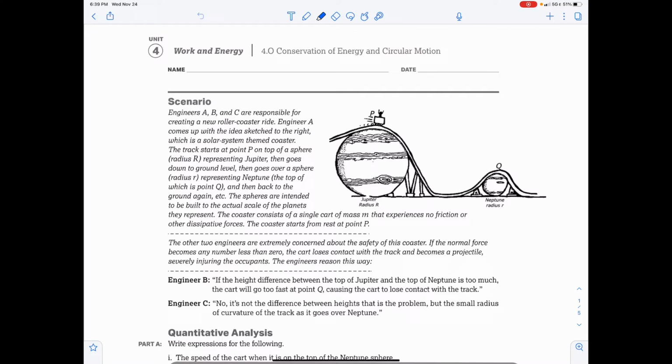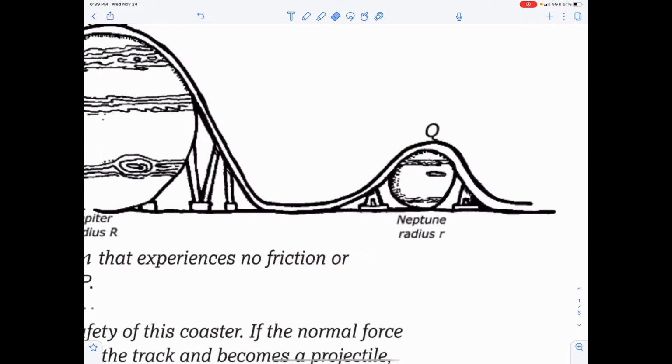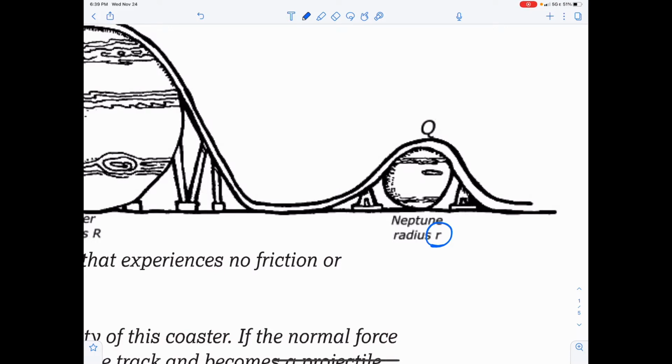Engineer B says, if the height difference between the top of Jupiter, so right here, and the top of Neptune is too much, the cart will be going too fast at point P, right, and will lose contact with the track. Engineer C says, no, it's not the difference in the height that's the problem, but it's the small radius of curvature in the track, in other words, the small r.